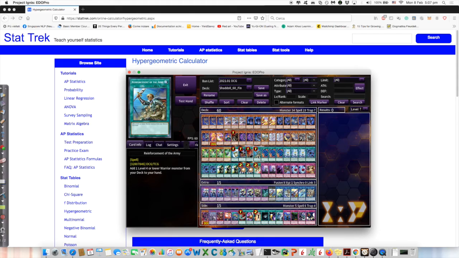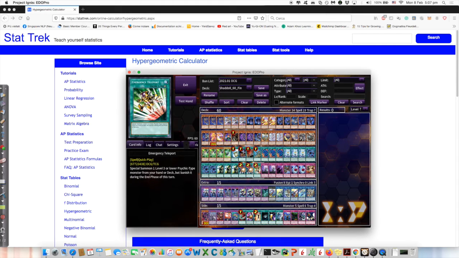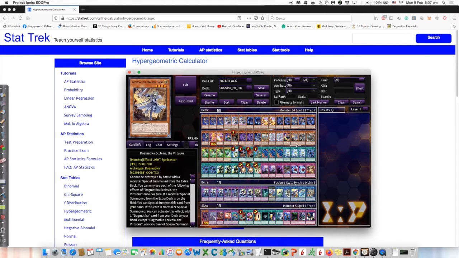reinforcement of the army, yes, this one is also another way to get a light, right? Because with this we can get either Vion or this guy. And then finally we have emergency teleport that can give us, for example, Ghost Ogre or Gamma.